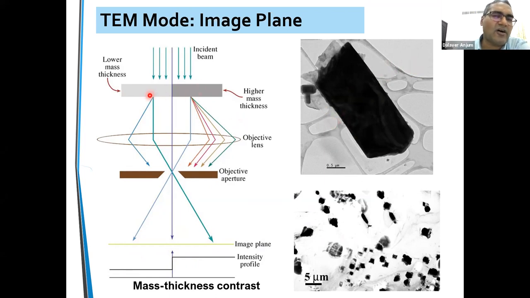And you can get thick or thin not just based on thickness, but also based on density, right? And that's why the overall contrast is a combined effect of density and thickness in these images. And this is why it's called mass thickness contrast.